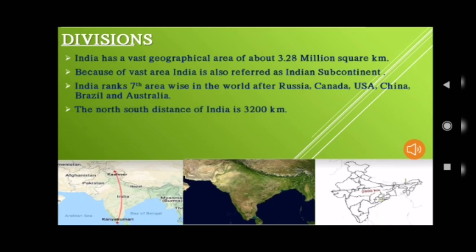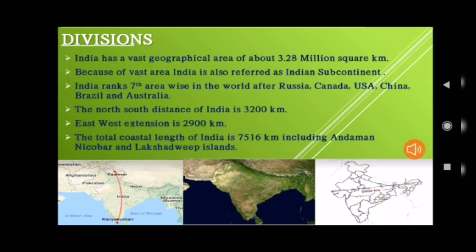The north-south distance of India is 3,200 kilometers. East-west extension is 2,900 kilometers. The total coastal length of India is 7,516 kilometers, including Andaman Nicobar and Lakshadweep Islands. The maps given on the slides show you the extent of India from north to south and east to west.